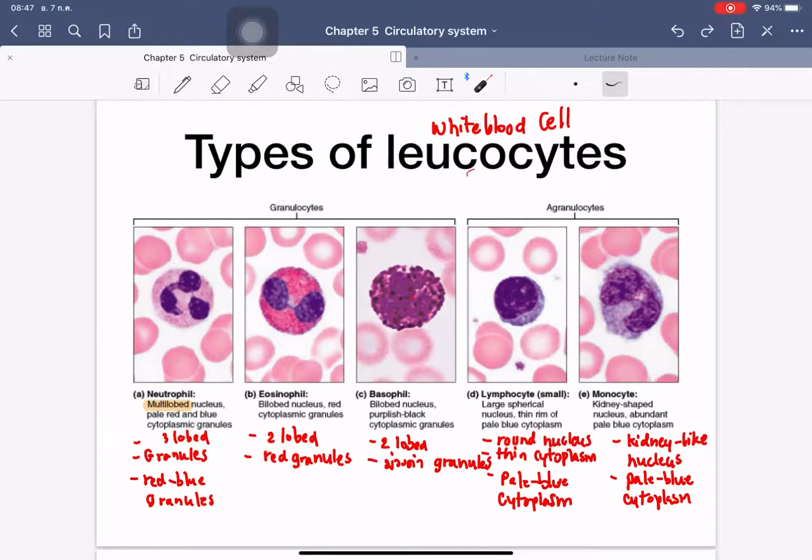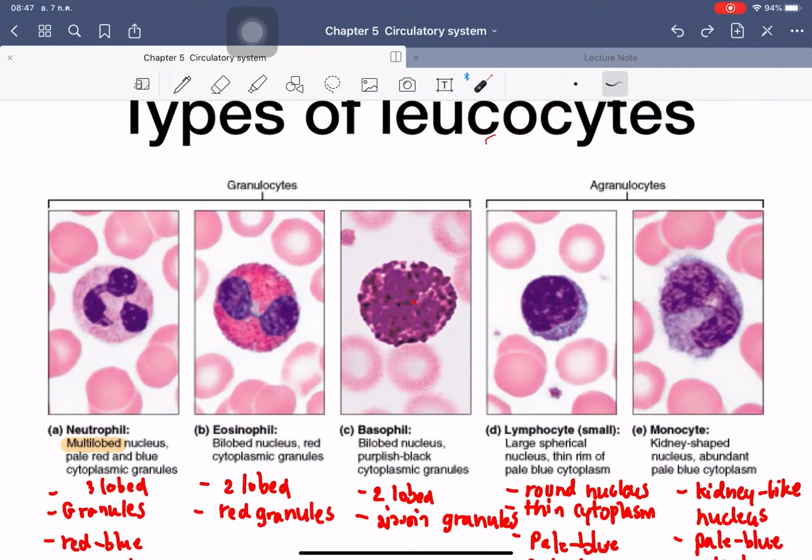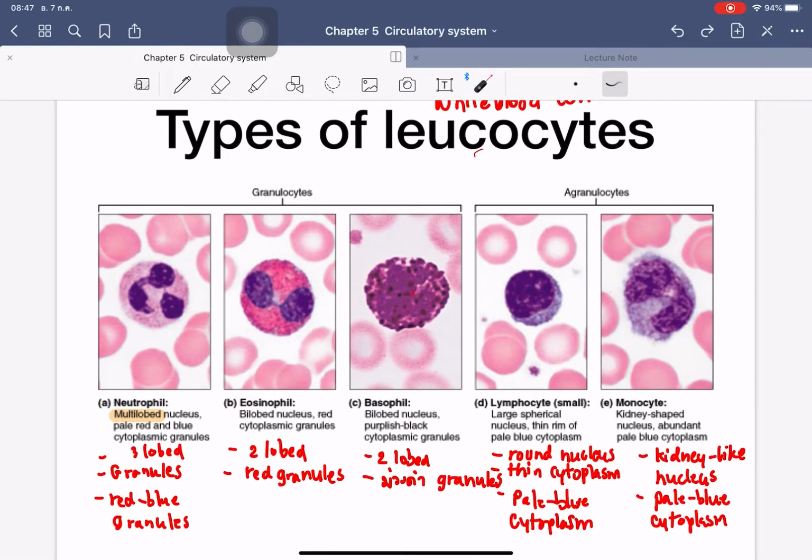And the basophil here has two lobes, but in this picture you cannot see the lobes because the granules are quite large. When the granules get quite large, you cannot see the nucleus. And you can see the purplish black granules. And for the agranulocytes, these are the lymphocyte and monocyte.